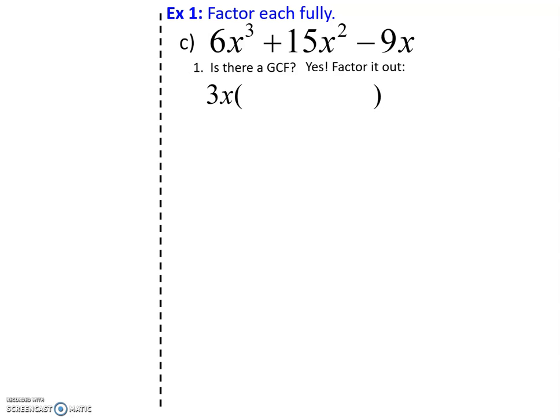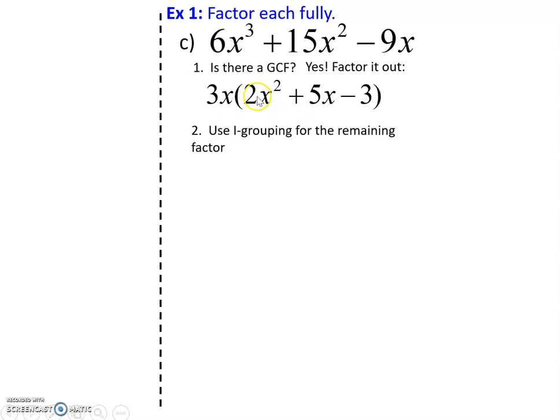So if we factor out 3x, 6x cubed divided by 3x is 2x squared. 15x squared divided by 3x is 5x, and negative 9x divided by 3x is negative 3. So this is the remaining trinomial with 3x factored out. We must continue to factor the remaining trinomial using our grouping.